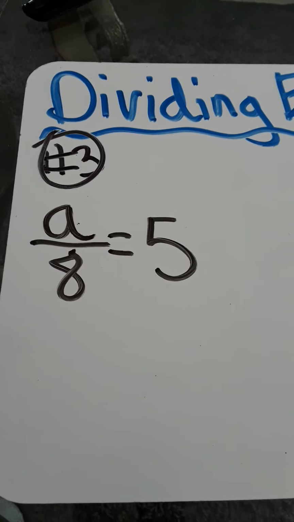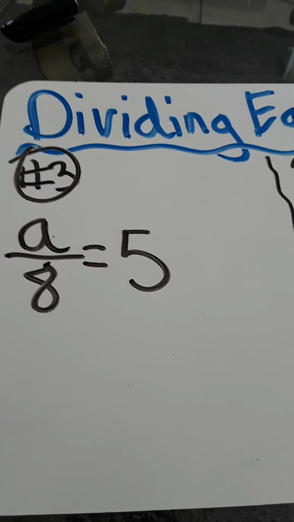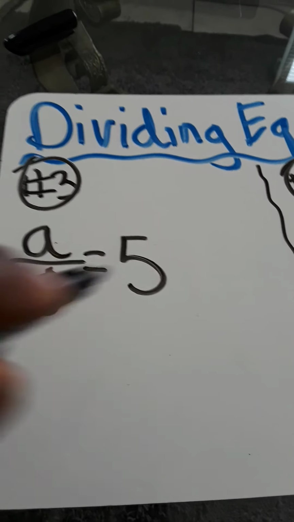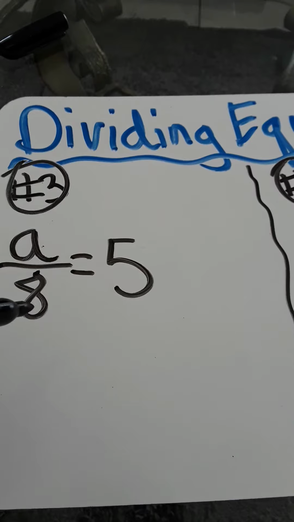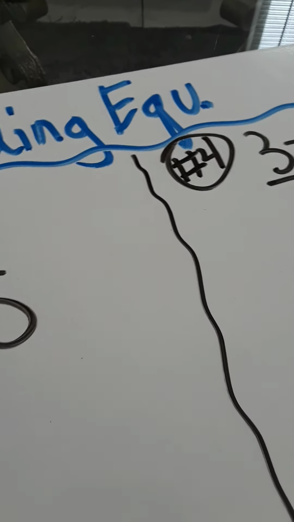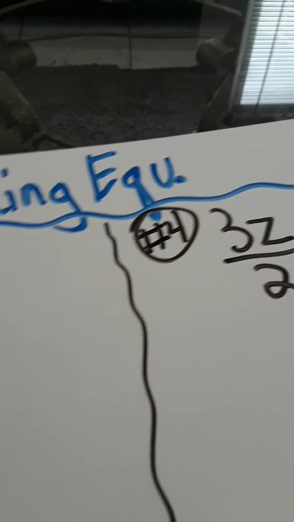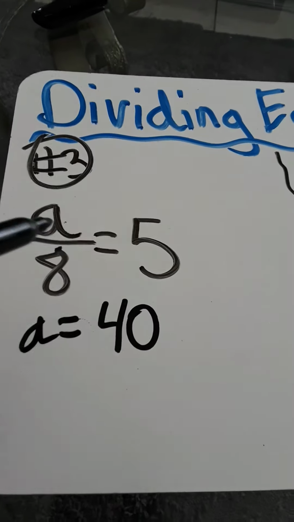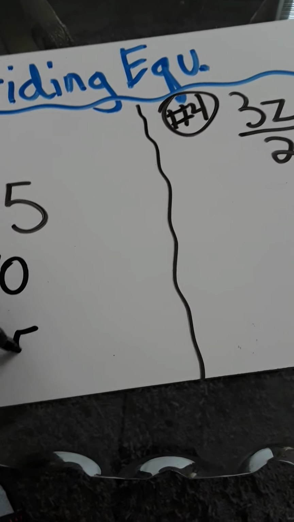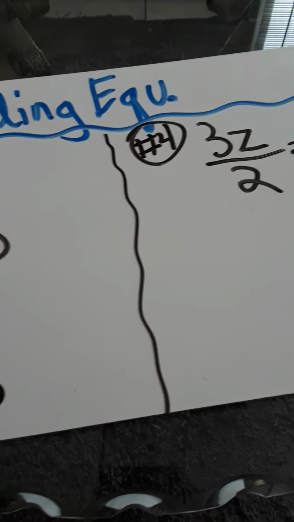Now, for the dividing equations. You should be asking yourself, what type of equation is it? It's a division equation. So obviously, I need to be multiplying both sides. Well, the easiest way for me to do it is just multiply 8 times 5. What's 8 times 5? 8 times 5 is 40. So then if you plug 40 in, always do the check, of course. The check is 40 divided by 8. 40 divided by 8 is 5 because 5 times 8 is 40.